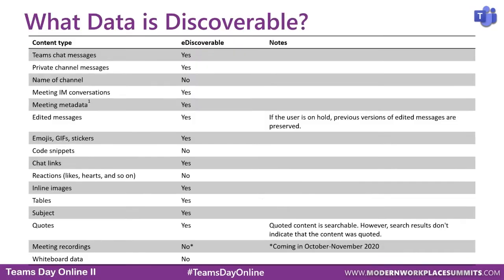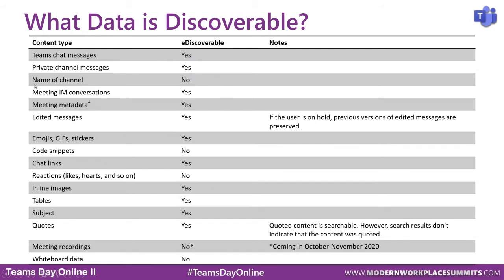Okay, so then the other thing that your legal team is going to ask you is what data is discoverable? In that case, this is a list of all the different types of Teams data, and whether it's eDiscoverable, meaning it'll show up in a chat or in an eDiscovery search. So you can see that most things you can find.